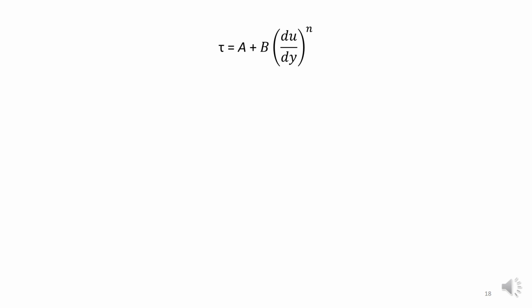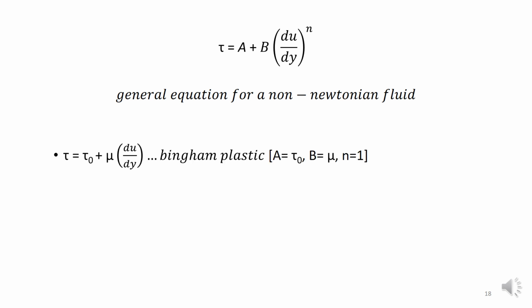Now, if I modify Newton's law of viscosity, the equation will be: shear stress equals A plus B into (du by dy) raised to n, where A and B are constants and n is an exponential constant which is used to define whether it is a shear thickening or shear thinning fluid. So it is the general equation used for non-Newtonian fluids.